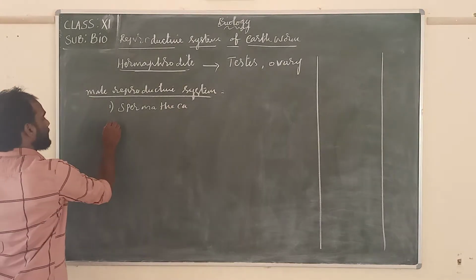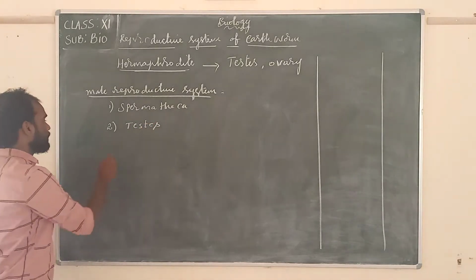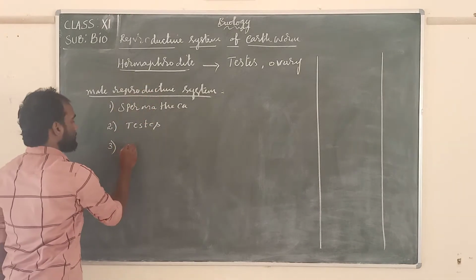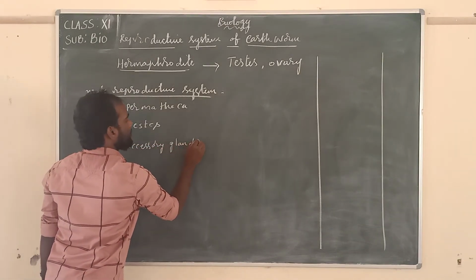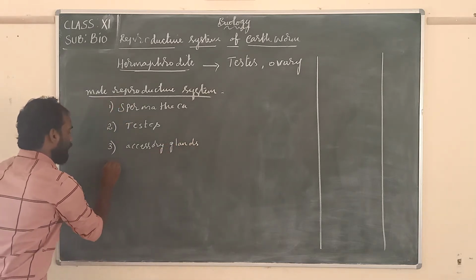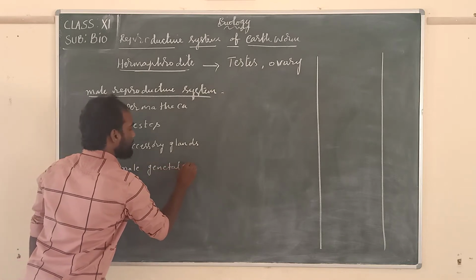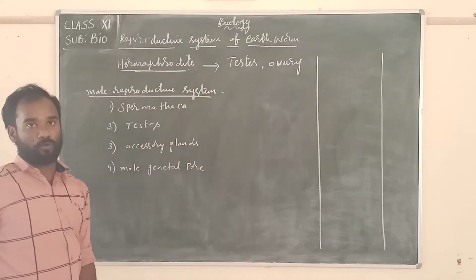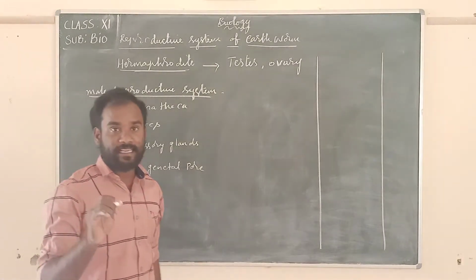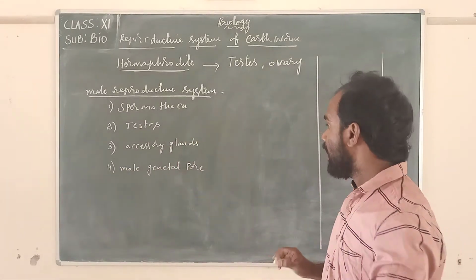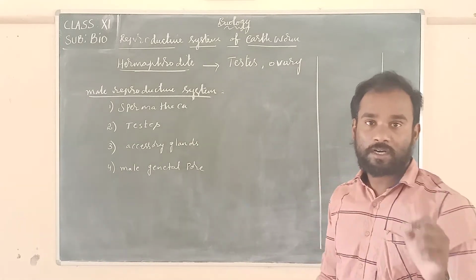So, the male reproductive system of earthworm comprises of spermatheca, testis, accessory glands, and male genital pore. Spermatheca, testis, accessory glands, and male genital pore. So these are the main parts present in the male reproductive system of earthworm.